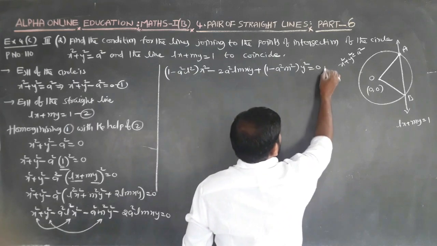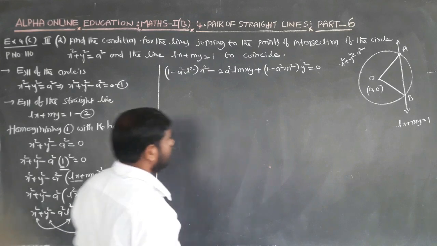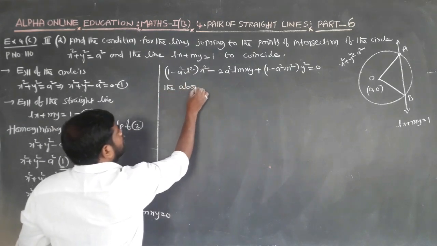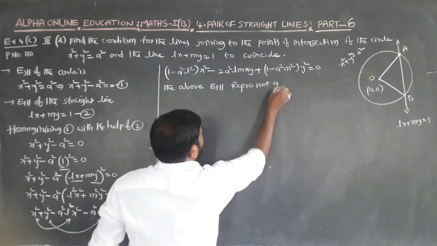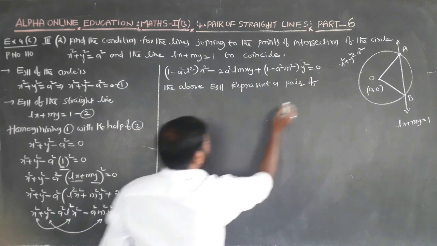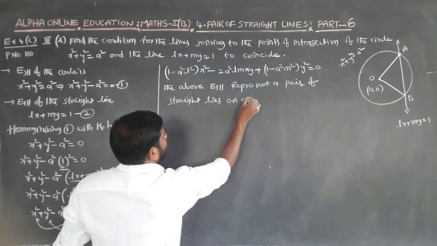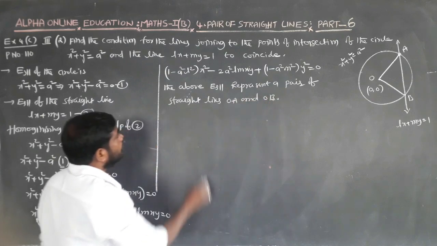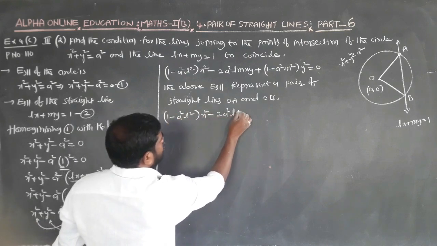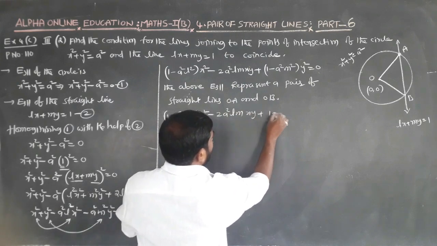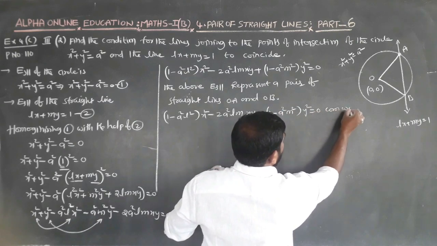The above equation represents a pair of straight lines OA and OB: 1 minus a square l square into x square minus 2a square lm xy plus 1 minus a square m square y square equal to 0.